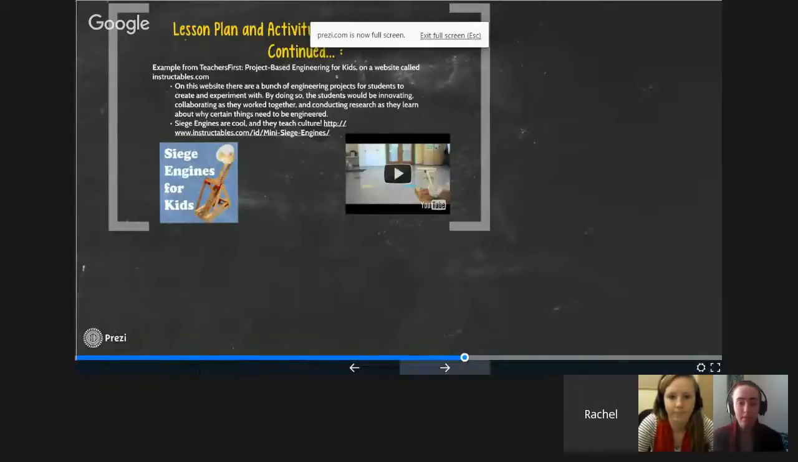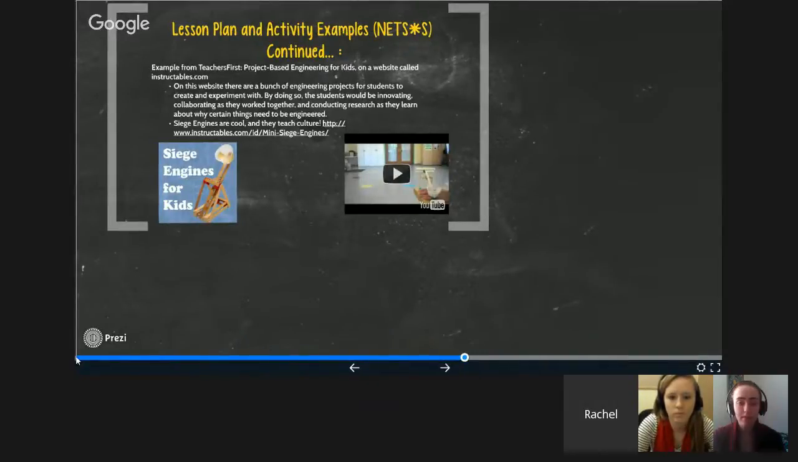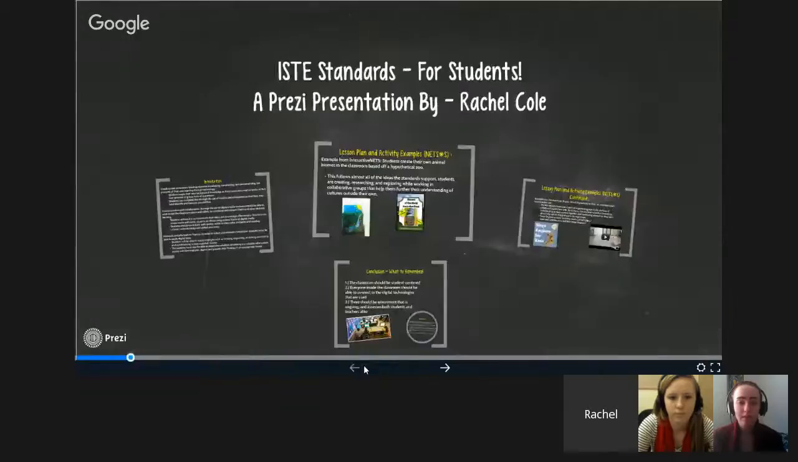Okay, so I had the last portion, which would be the standards for students 1 through 3. So let's go ahead and share my screen on this one. Alrighty, back up here to the beginning. Okay, all right, like I said, standards 1 through 3.